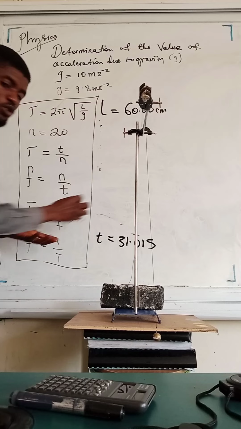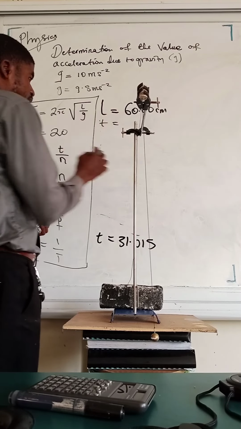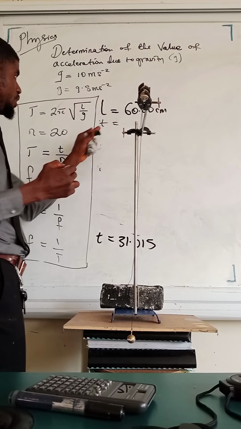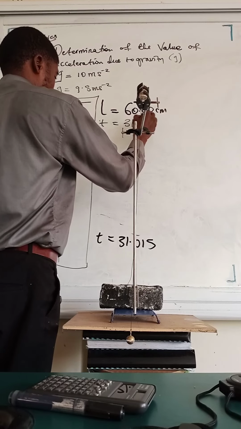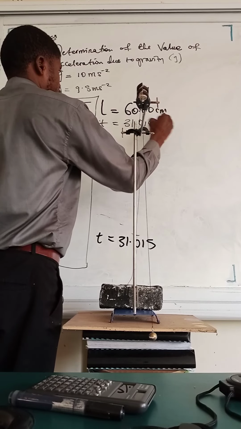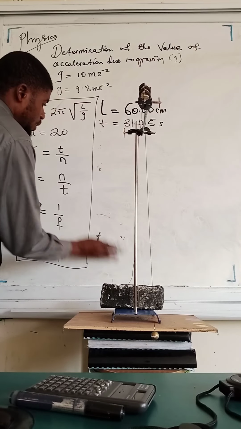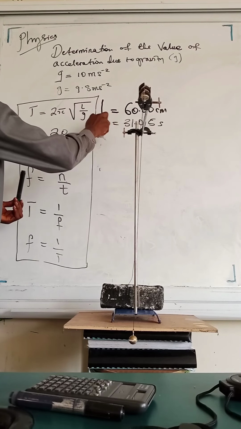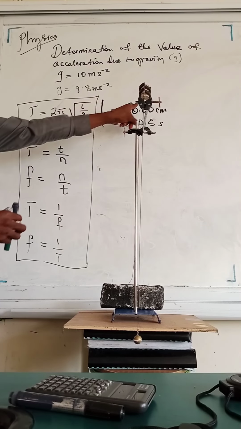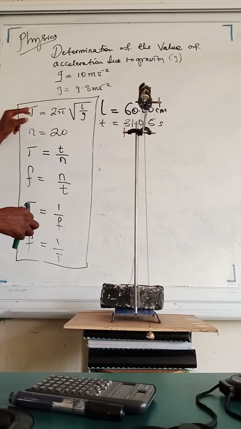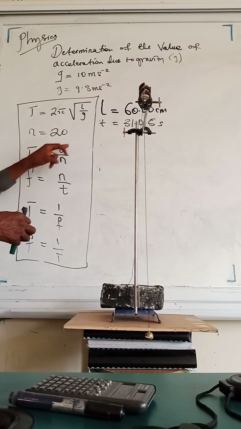So right now we have two parameters on the board. T, the time taken for 20 complete oscillations, small t, is given as 31.015 seconds. So now that we have gotten our T, it is not a small t that we are using. We have L as 60, L is there. We have T from this equation now. T is small t over N.